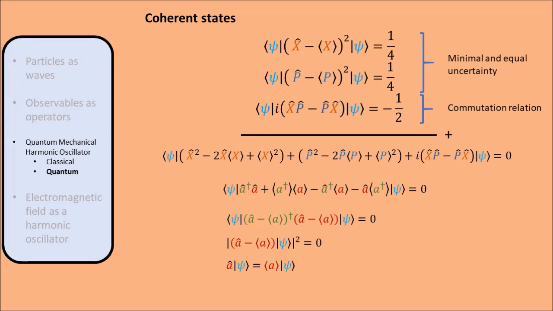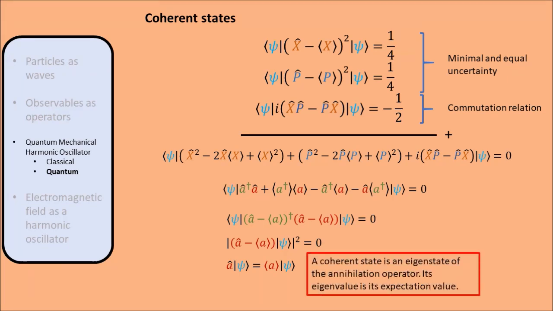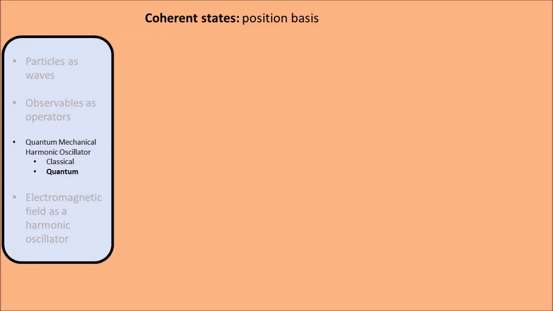So in other words, a coherent state is an eigenstate of the annihilation operator, and its eigenvalue is the expectation value of a. We have found the condition for psi to be a coherent state. Now let's find out what the wave function of such a coherent state looks like as a function of position.